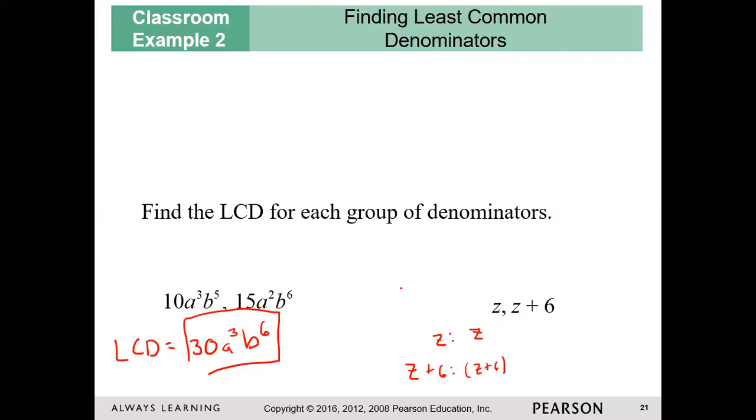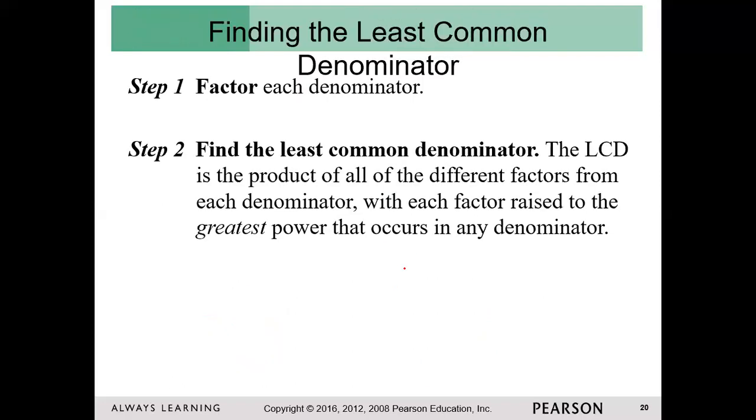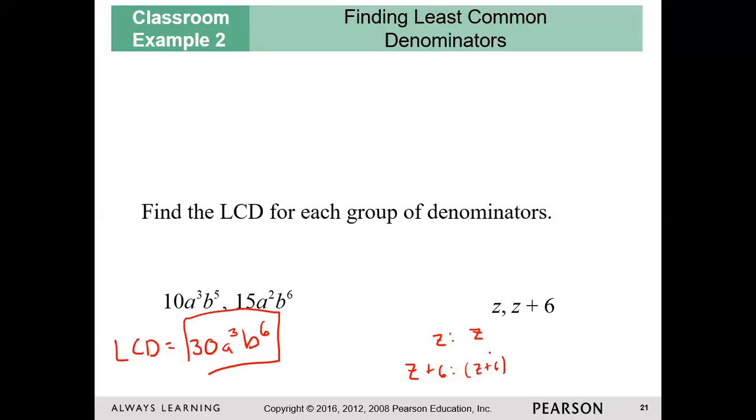And when you look back at the definition of the LCD, it says it is the product of all the different factors from each denominator, with each factor raised to the greatest power. So we don't really have to worry too much about the power business here because there's nothing that's showing up more than once. So it's the product, meaning multiplication, of each individual factor. So our LCD is going to be Z parentheses Z plus 6.